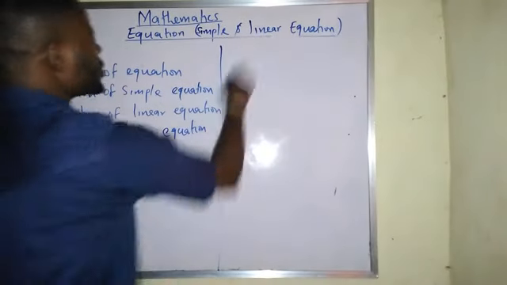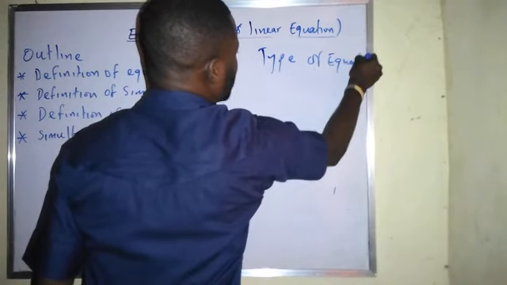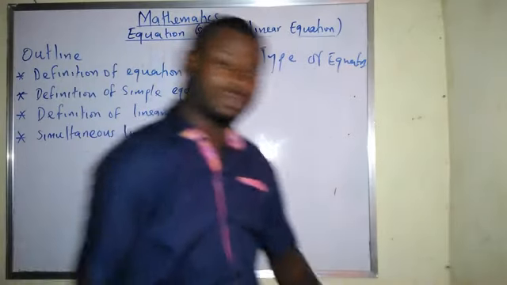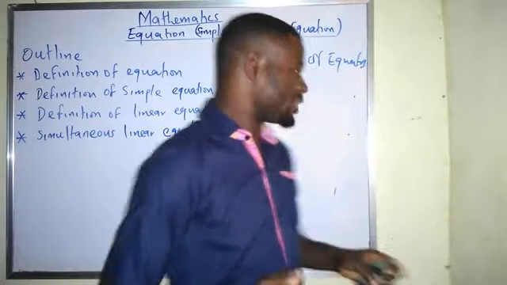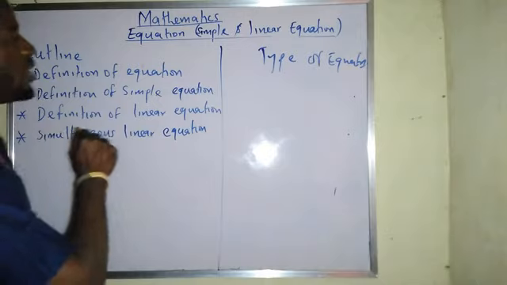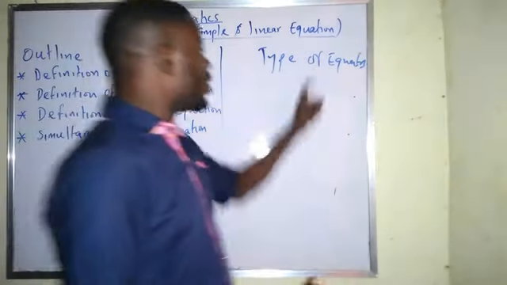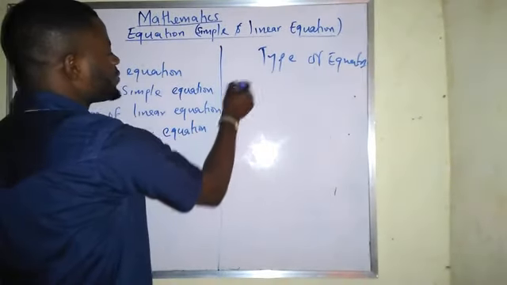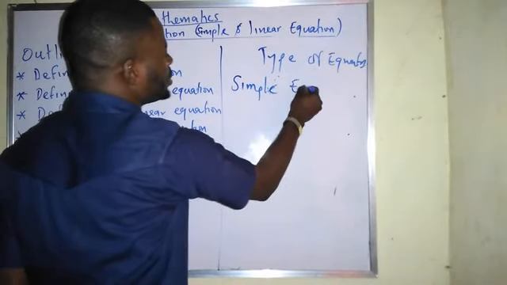Normally, there are types of equation. Let me quickly explain types of equation. Many students make the mistake of mixing up simultaneous equation with the type of equation. No, not at all. There is a difference between type of equation and forms of equation. Simultaneous equation, we call it a form of equation. Let me quickly list out the types of equation. We have simple equation.